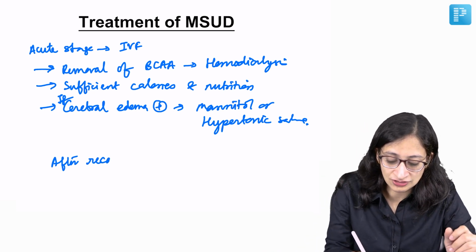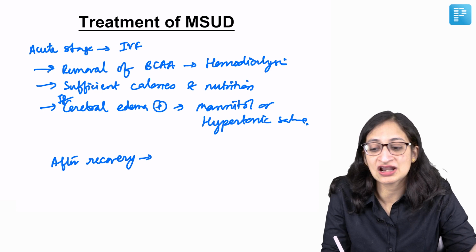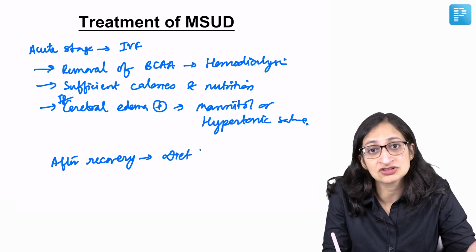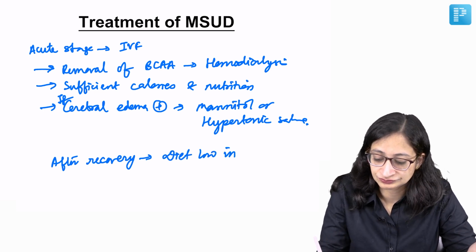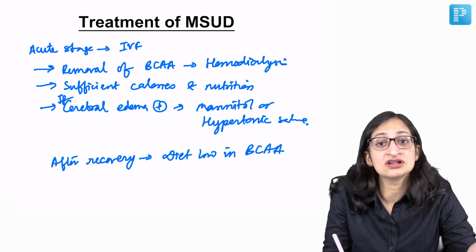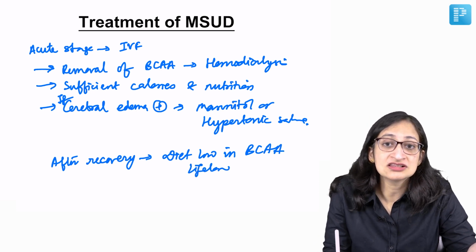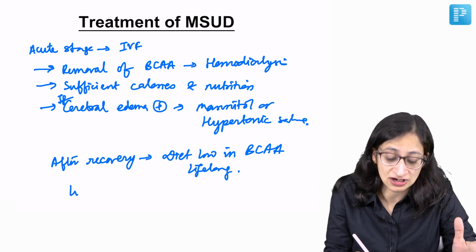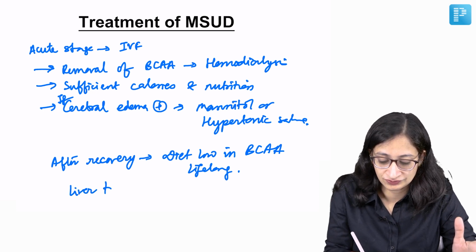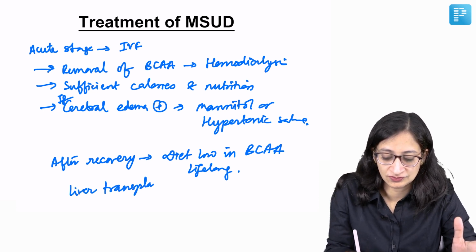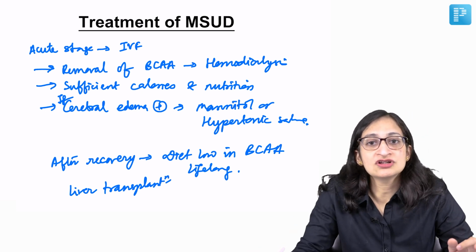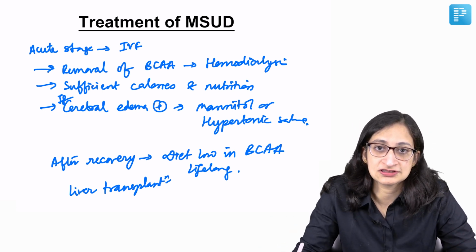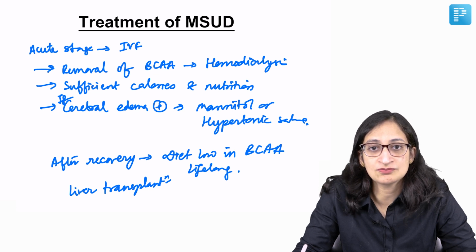So after recovery, you will switch to a special diet that is available, a diet low in branched chain amino acids. And that has to be continued lifelong. And in some cases, even liver transplantation may be required, okay? So that is about the management of maple syrup urine disease. A very, very important topic.